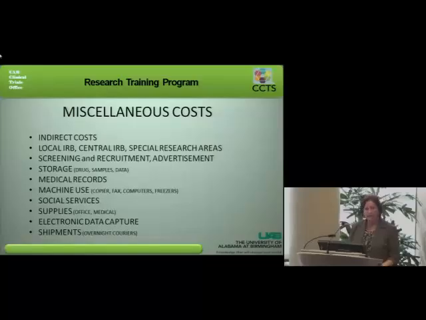If you have to get medical records from another location besides your own, they may have a fee for making those copies for you. What are your costs in machine use, your copiers, your fax, your computers, your freezers? Is there something there that you need to cover? Will social services be involved? What supplies need to be included? This may be office or it may be medical, and I'll follow up with some questions to provide to the sponsor to help you with this.